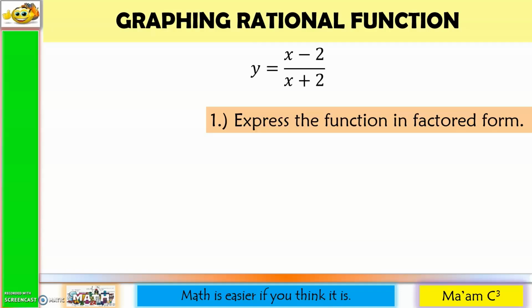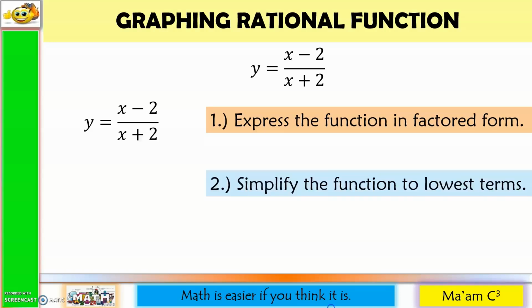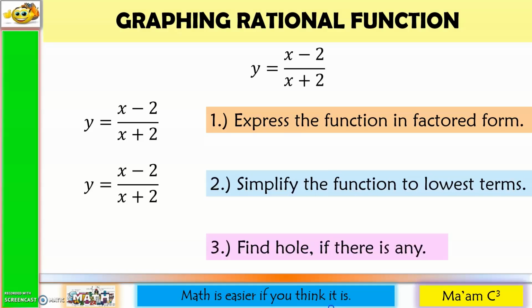Step 1. Express the function in factored form. Since our given is already in simplest form, we simply have to copy it. Step 2. Simplify the function to lowest terms. Again, this is already in simplest form. Step 3. Find holes if there are any. Since there is no common factor in the numerator and the denominator, there is no hole.